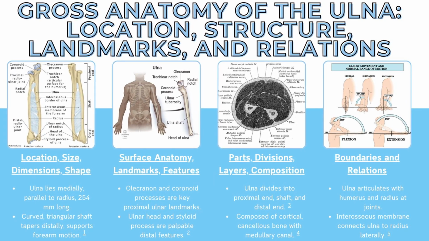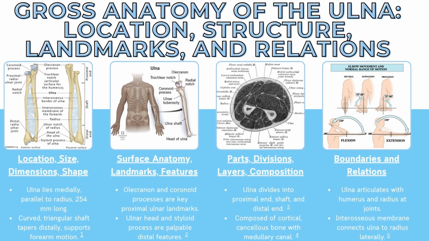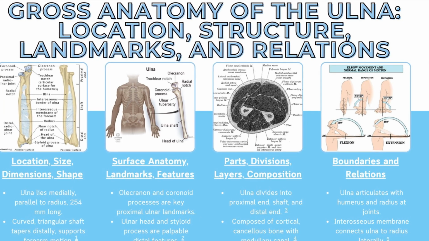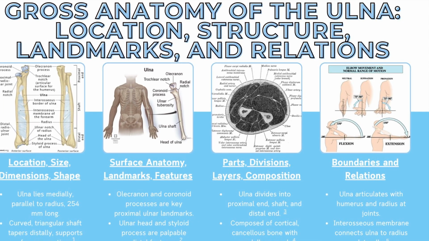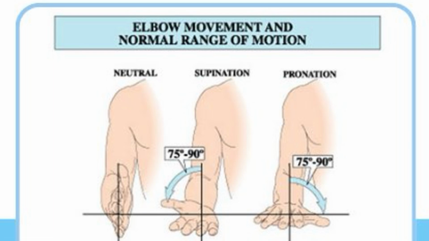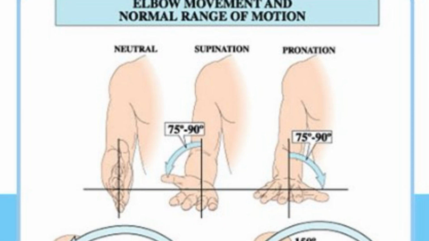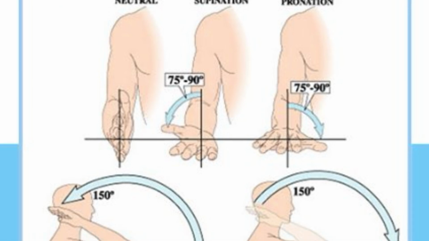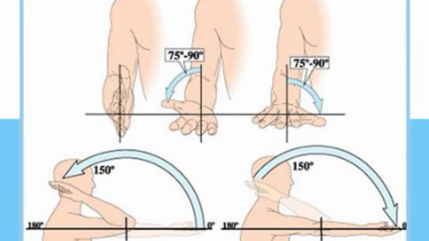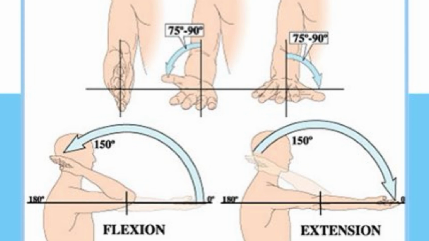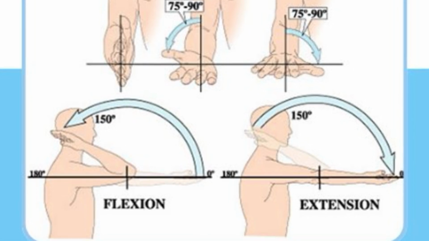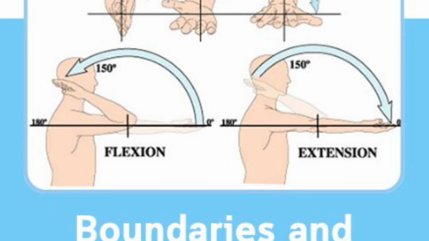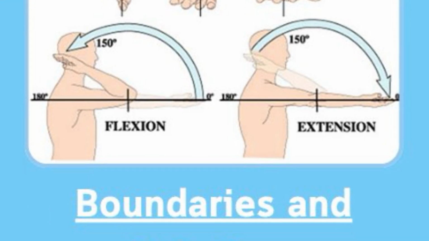Proximally, the ulna articulates with the humerus at the elbow joint, specifically through the trochlear notch, enabling flexion and extension movements critical for arm function. It also connects with the radius at the proximal radioulnar joint, allowing forearm rotation for actions like turning a doorknob. Distally, the ulna forms the distal radioulnar joint with the radius, facilitating wrist rotation. An articular disc at the wrist separates the ulna from the carpal bones, stabilizing the joint during hand movements.